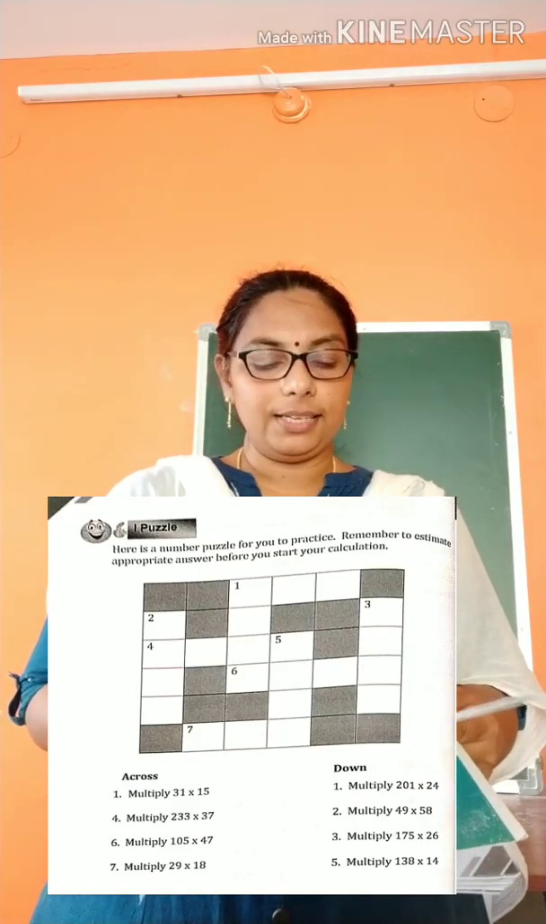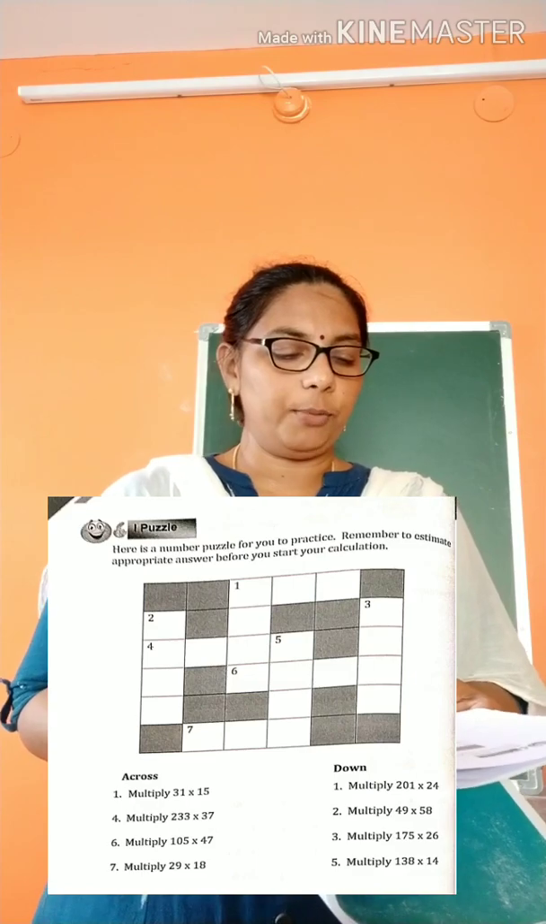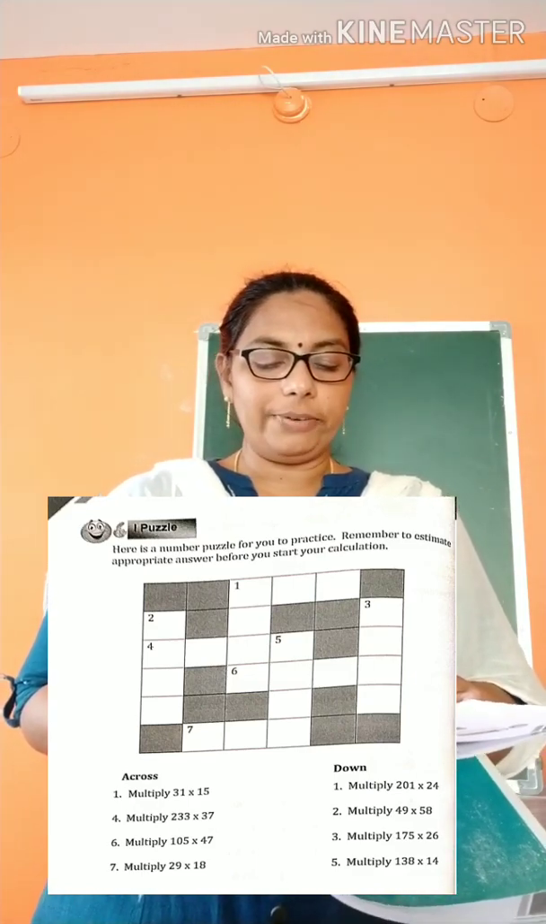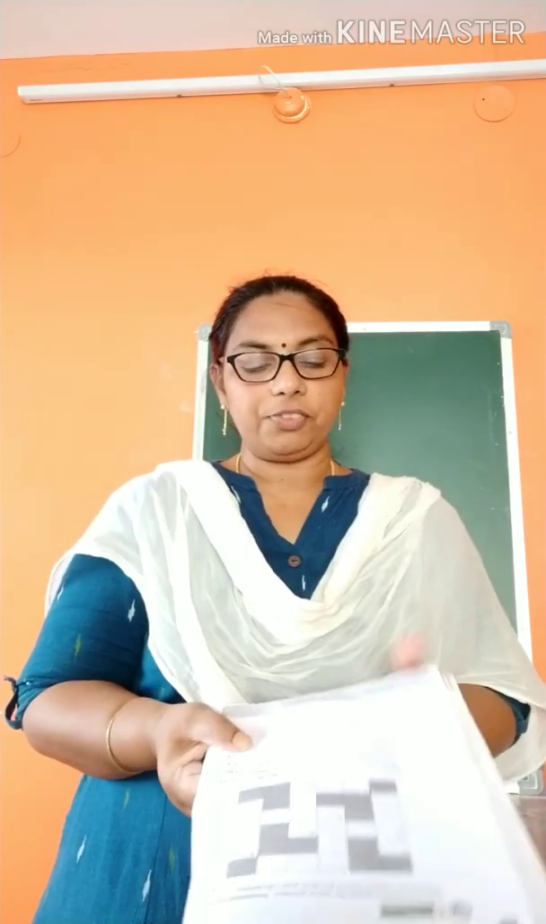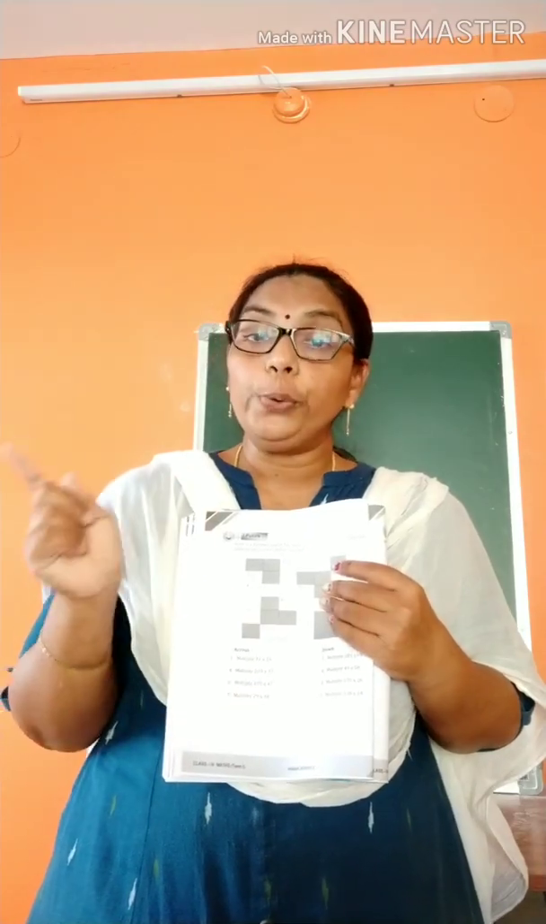Next, I puzzle is there. See here, you have done the same model in the second chapter, right? Very good. Now see here across given, down given. First we have to do the multiplication. Do the multiplications in the rough work and first write all the answers here. See, 31 into 15, write the answer beside it. 233 into 37, write the answer beside it. 105 into 47, write the answer beside it. Do the rough work in the CW or rough book.